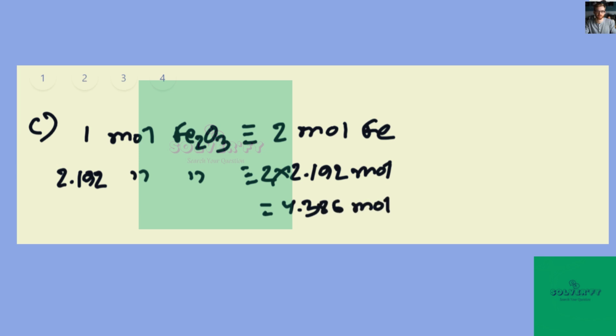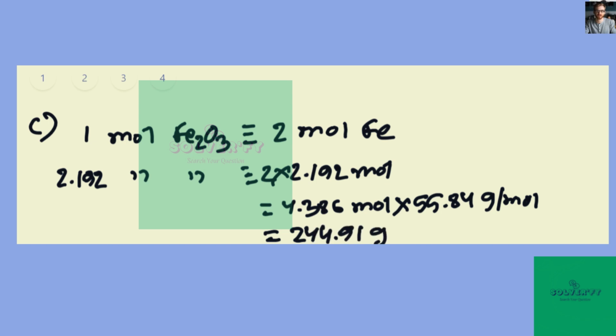And if we want to find the mass of Fe, we just simply multiply this number of moles by the molar mass of Fe, which is 55.84 gram per mole, which is equal to 244.91 gram Fe. So this is the mass of Fe which will be produced from 0.350 kg of Fe2O3.